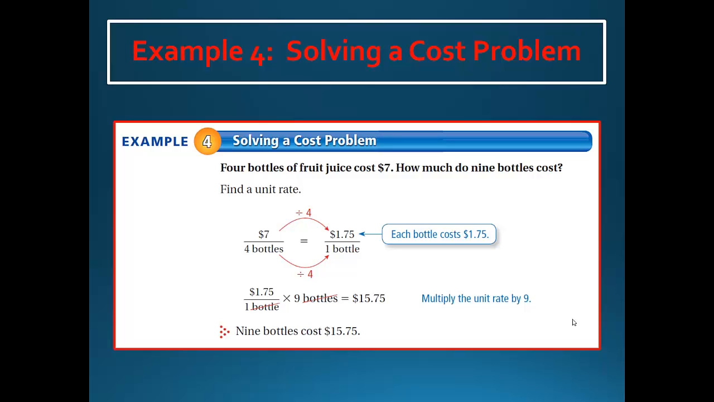To go from 4 bottles to 1 bottle, you would divide by 4. So now we have to divide the numerators, or the top, by 4. 7 divided by 4 is $1.75. Now we can use that unit rate to help us solve our problem. If it's $1.75 for 1 bottle, we'd multiply that by 9 to find out how much 9 bottles will cost. Bottles, the label, will cancel out, and then we're going to multiply. $1.75 times 9 is $15.75.